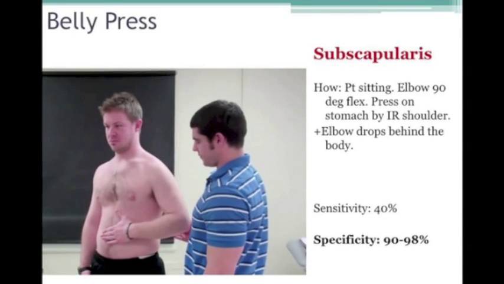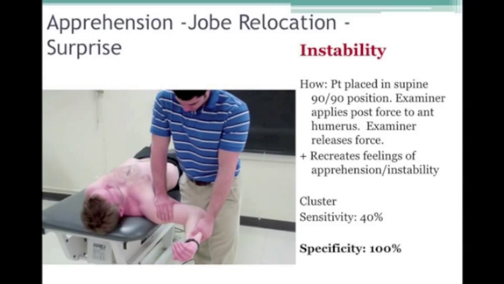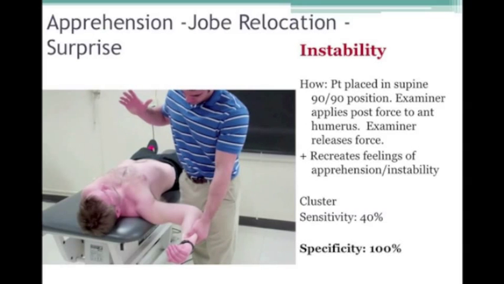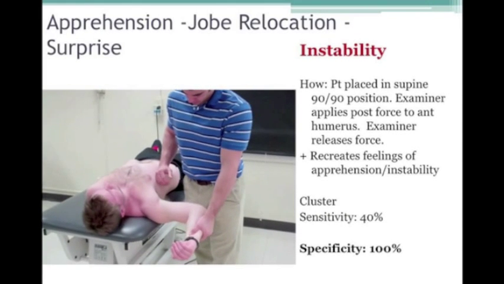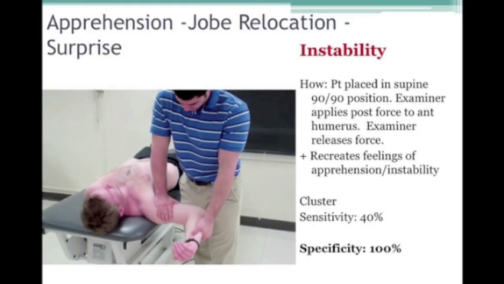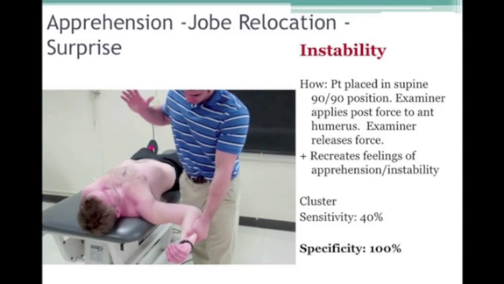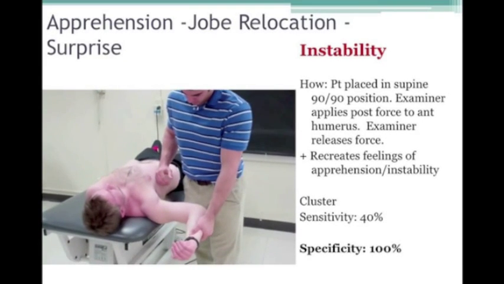So here's some tests for instability. And this is your apprehension and relocation test plus the surprise portion. So all three tests in one. The cluster shows good numbers. All these tests individually, not so great, but when you do all three and all three are positive, your specificity is 100%, sensitivity is 40%.